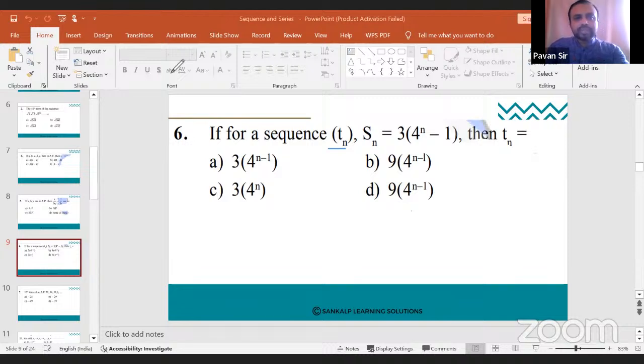You can use your knowledge and give the answer fast if it is very comfortable for you to solve. It is very good. It is clearly given that what is Sn? Sn is equal to 3 into 4 raised to n minus 1.